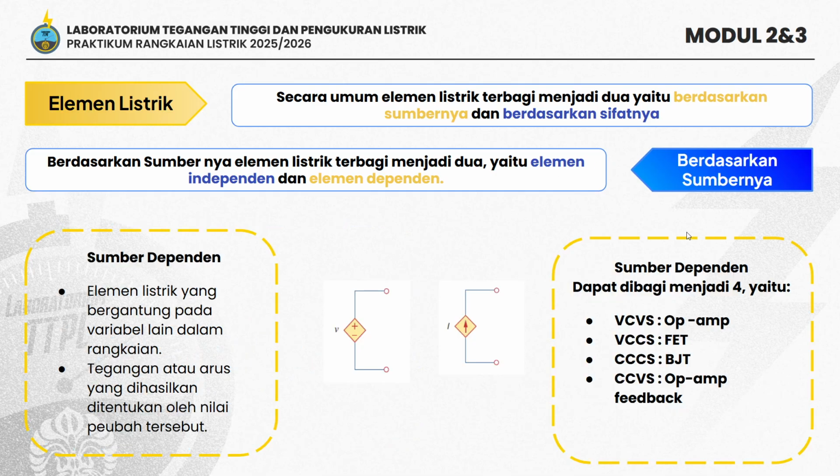The next one is dependent source. They are controlled by other variables in the circuit and can be divided into 4 types. That is VCVS, voltage controlled voltage source, VCCS, voltage controlled current source, CCCS, current controlled current source, and CCVS, current controlled voltage source. They are usually symbolized by a diamond or square shape like this.